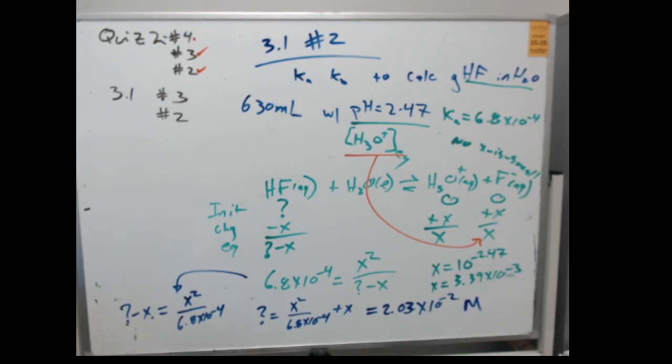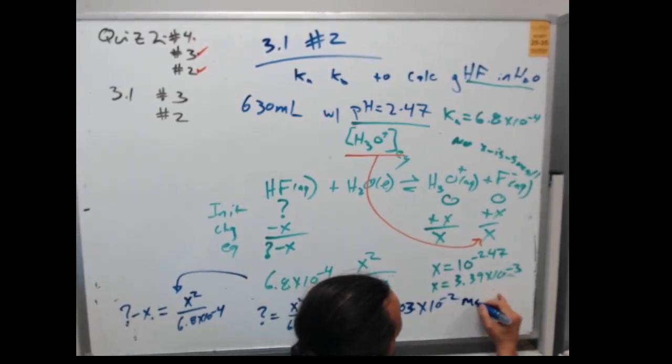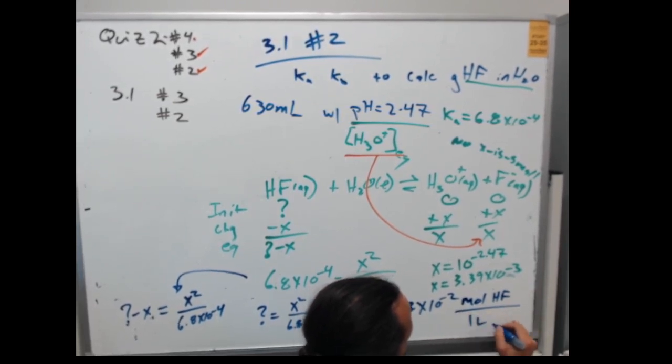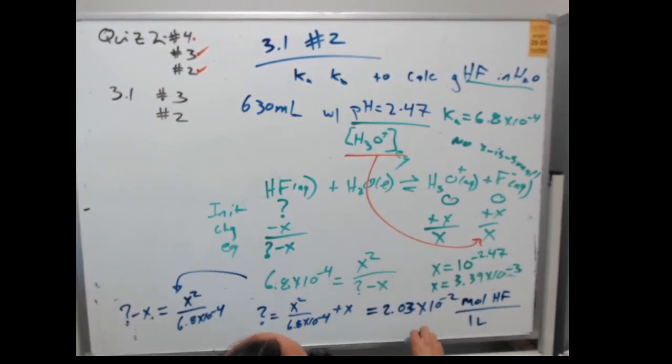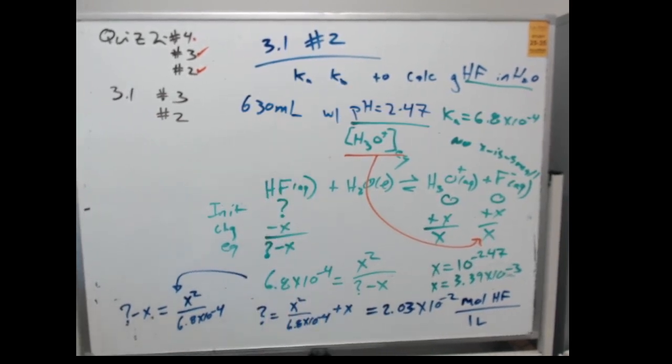Okay, I can recognize that molarity is just moles per liter. So we were going to say moles of HF per 1 liter. I can multiply by my volume to get my number of moles of HF, and then multiply by the molecular weight to get my number of grams of HF. So don't forget those last steps, get your units to match.